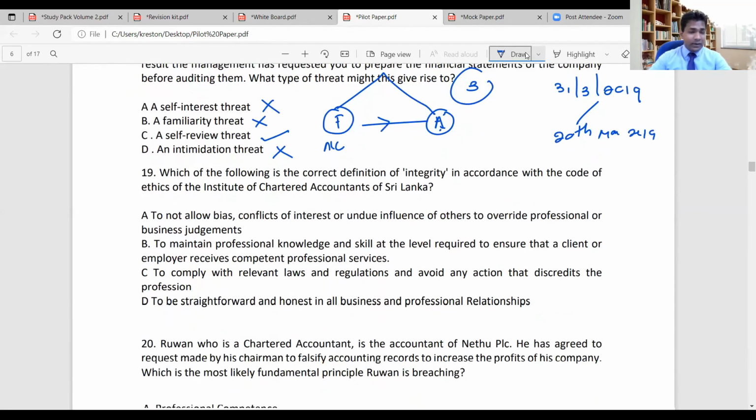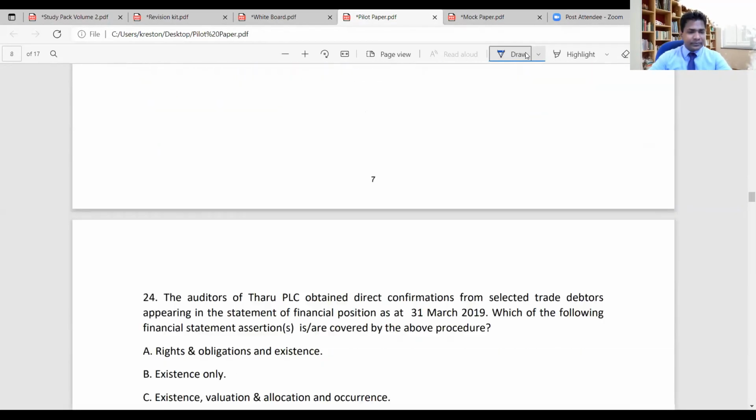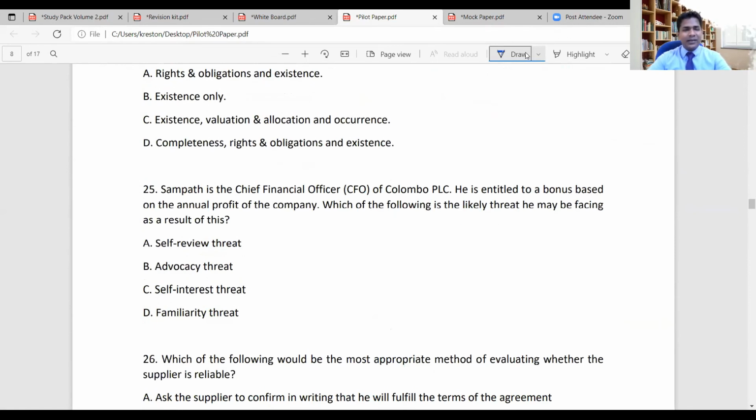Question number 25. Sampath is the Chief Financial Officer of Colombo PLC. He is entitled to a bonus based on the annual profit of the company. Which of the following is the likely threat he may be facing as a result of this?